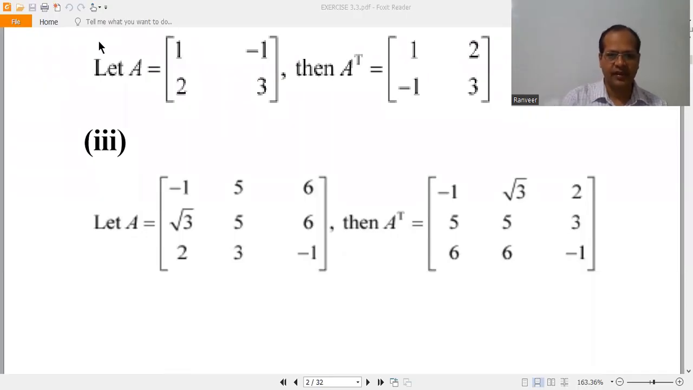This is minus 1, 5, 6. So this is the first column, second row. Now it is the second column, third row, 2, 3, minus 1, and this is the third column.